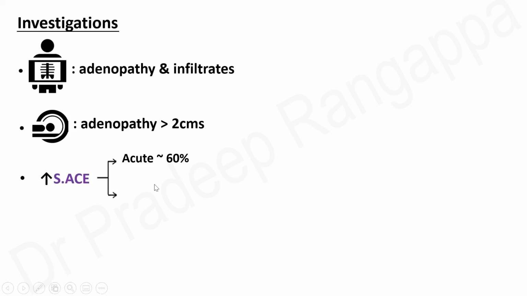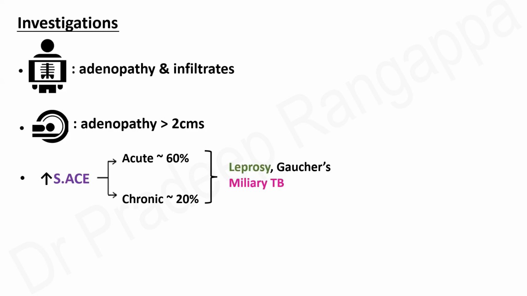And serum ACE levels, which we did for our patient, was very high. So it was around 23. So the levels should have been less than 5. So in acute sarcoid, serum ACE levels increase in about 60%, although this is a non-specific indicator. So in acute, it can go up to 60%. In chronic, serum ACE levels may be high in 20% of the cases.